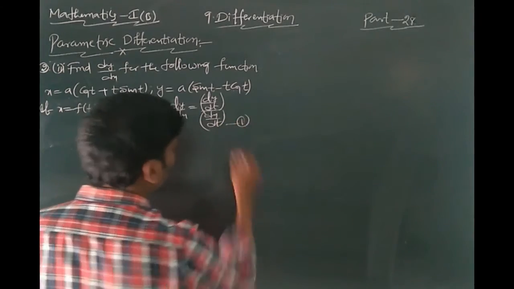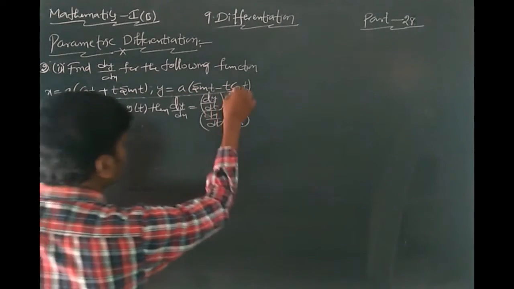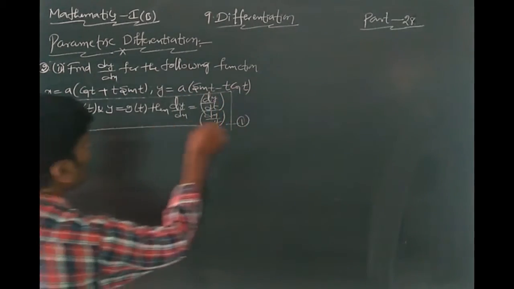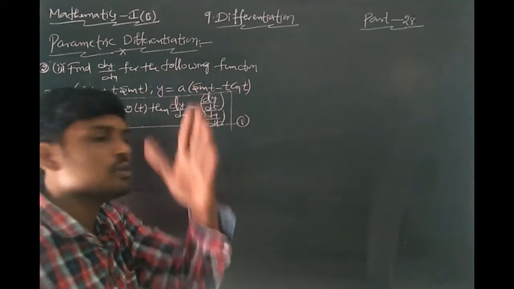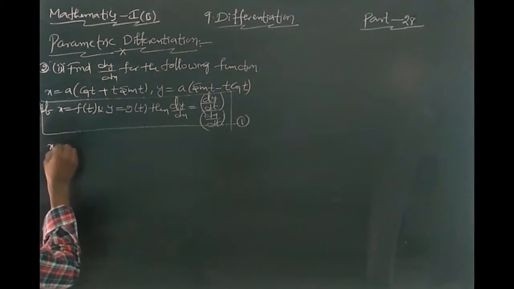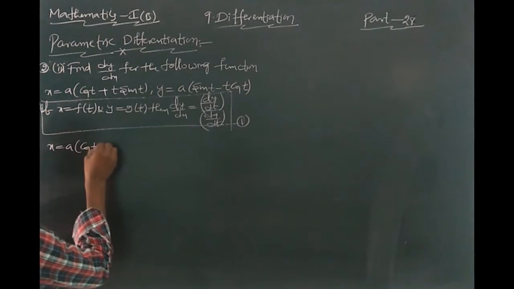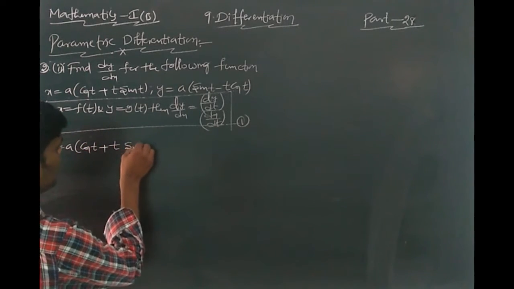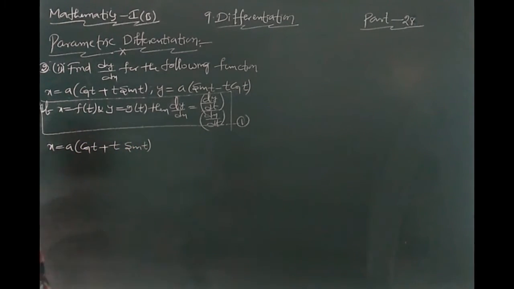You can write this formula as equation 1. You get 1 mark for this formula. First you have to take x. X is equal to what? X is equal to a into cos t plus t sin t.